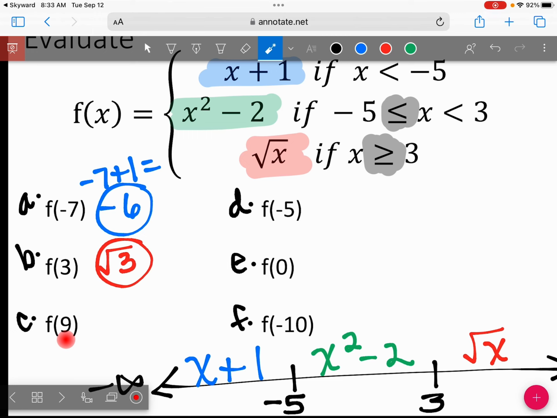All right, so 9 is greater than 3, so we're using our red function. So the square root of 9, that does simplify to just be 3.